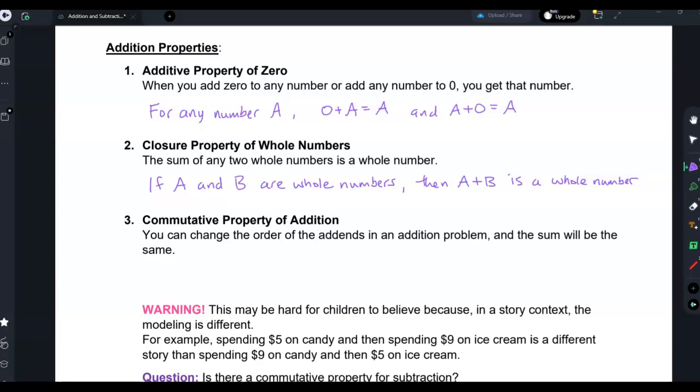2 plus 3 is 5. 2 and 3 were whole numbers, 5 is a whole number, right? 18 plus 20 is 38. 18 is a whole number, 20 is a whole number, the sum's a whole number.